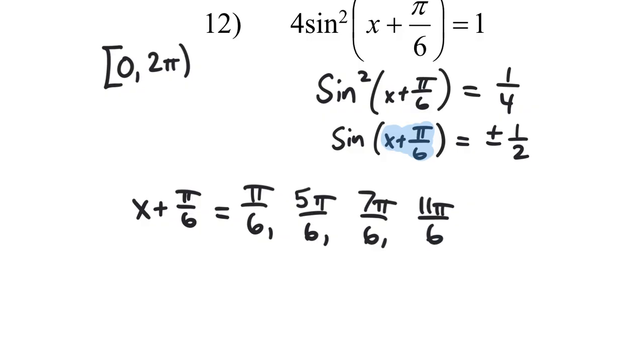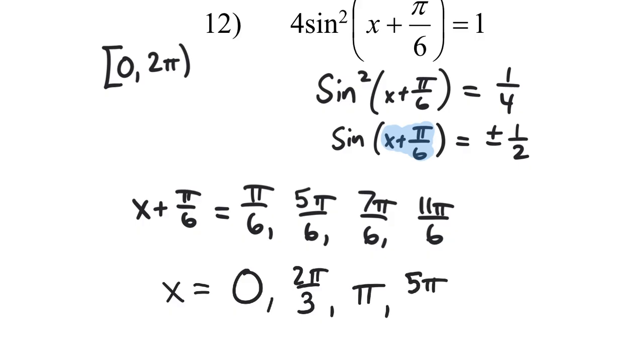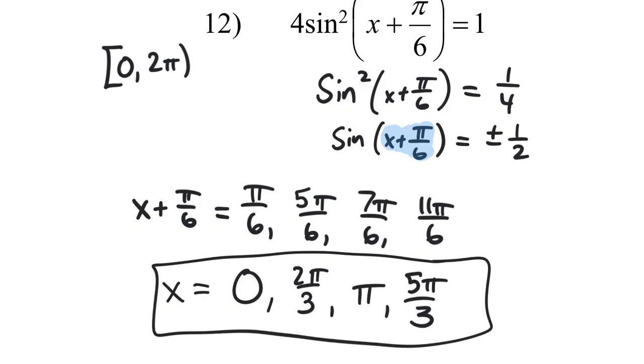So our final step, getting x by itself, we will subtract pi over 6 from each of these 4 answers to get our ultimate answers. It'll be 0. 4 pi over 6 is 2 pi over 3. We'll get pi, and we'll get 10 pi over 6 or 5 pi over 3. And there are our 4 answers. This is a problem where we're working backwards, right? In our reverse order of operations is how we want to operate.